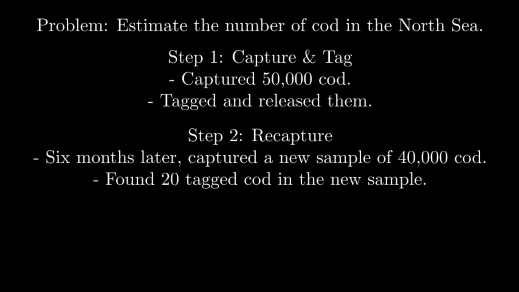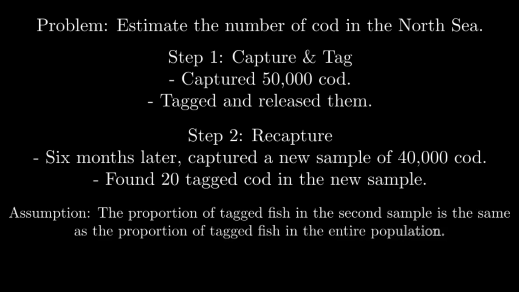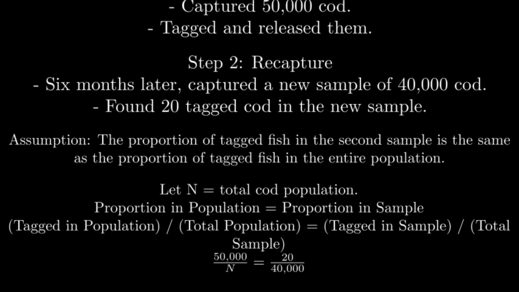Now, how can we use this information to estimate the total population? We can make a key assumption. We assume that the proportion of tagged fish in our second sample should be roughly equal to the proportion of tagged fish in the entire North Sea. This is a reasonable assumption if the tagged fish have mixed thoroughly. So we can set up a proportion. Let n be the total cod population we want to find. The ratio of the initially tagged cod to the total population, which is 50,000 over n, should be equal to the ratio of tagged cod in the second sample to the total size of that sample, which is 20 over 40,000. Now we just have to solve this equation for n.